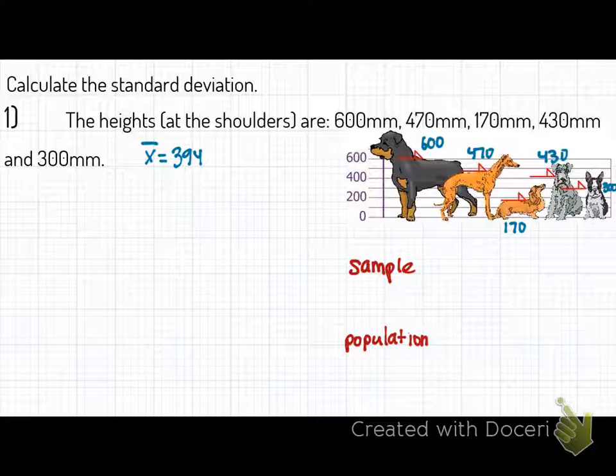So back to my discussion here. I'm proving to you, did you notice that my dog is the closest to the mean? See how this is 430? This is only 36 centimeters away from the average. The other ones, this Boston Terrier is 94 centimeters away.